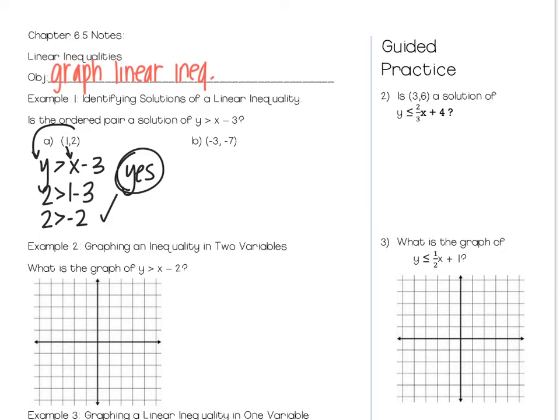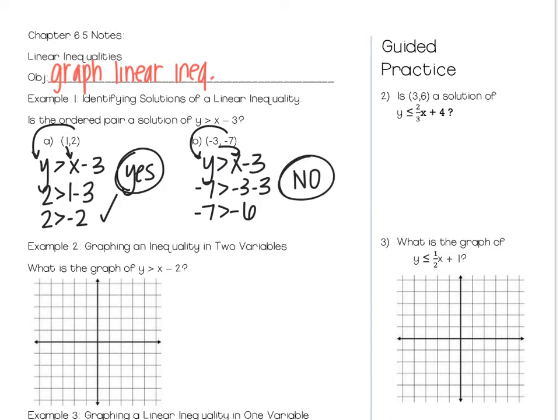For B, we're going to take our inequality that they gave us in the question, plug in x, plug in y, and we get negative 7 is greater than negative 3 minus 3. Negative 7 is greater than negative 6. Think real hard about that. Negative 7 is not greater than negative 6. So the answer here is no.